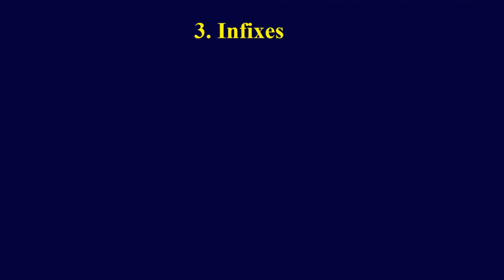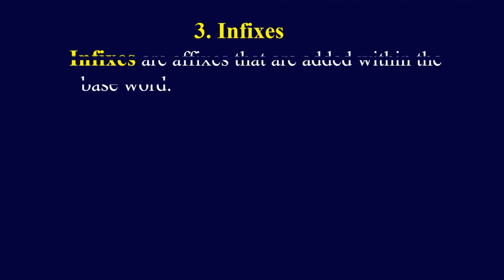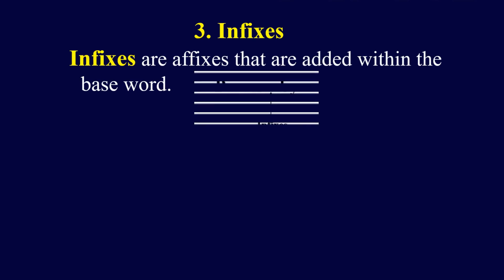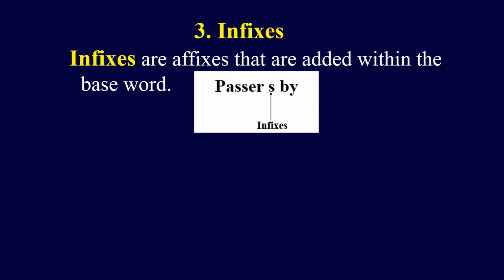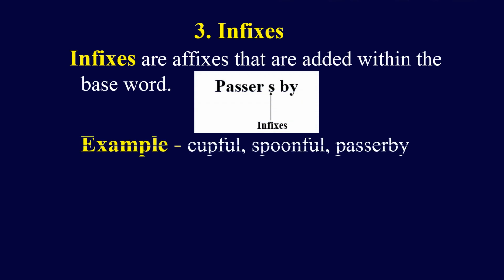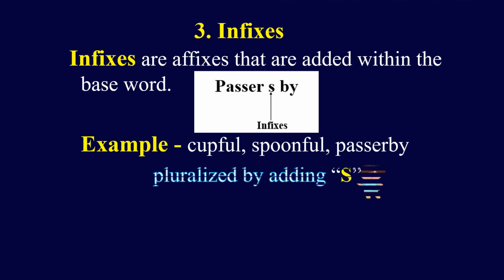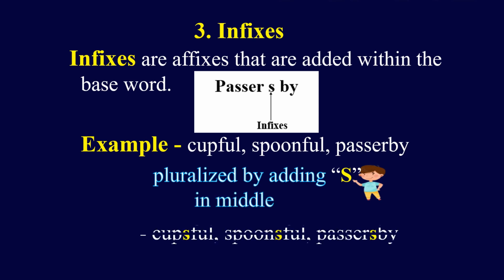The third type of affix is infixes. Infixes are affixes that are added within the base word. Means it occurs in the middle of the word. For example, cupful, spoonful, and passerby can be pluralized by adding s in the middle, as cupsful, spoonsful, and passersby. Here s is an infix.